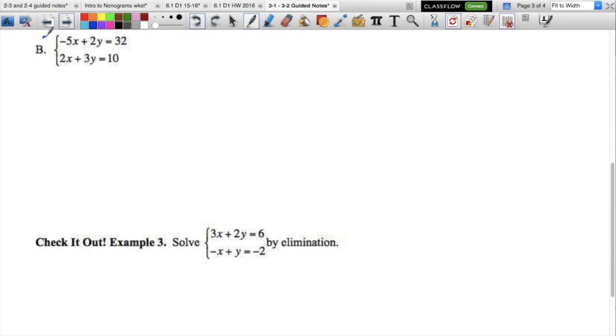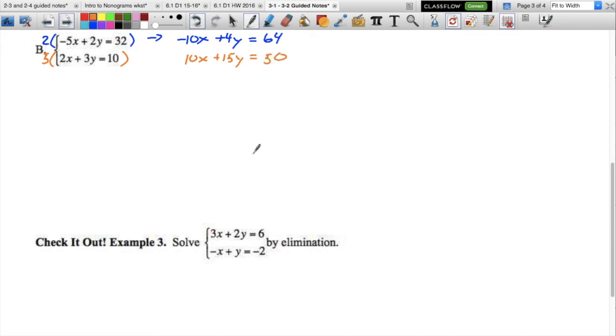So I'm going to try to multiply the top by 2, and I'm going to multiply the bottom by 5. And you can multiply them both. So this is going to be negative 10x, plus 4y, and then 2 times 32 is 64. And on the bottom, we're changing this one also. 10x, multiply 5 times 3y is 15y, and then 5 times 10 is 50. So we can change them both.